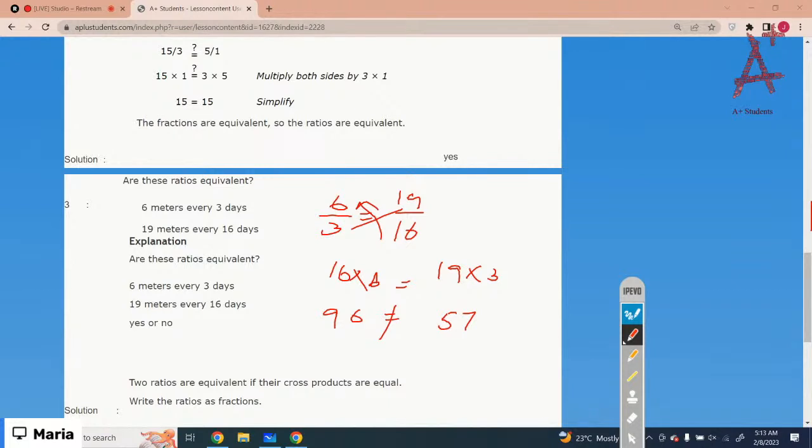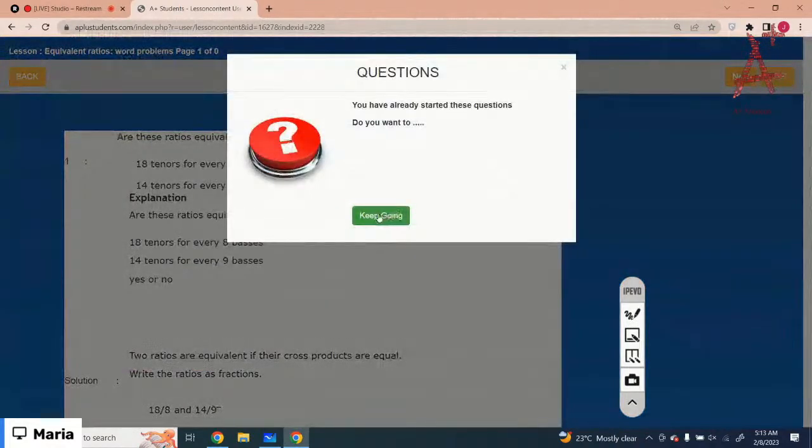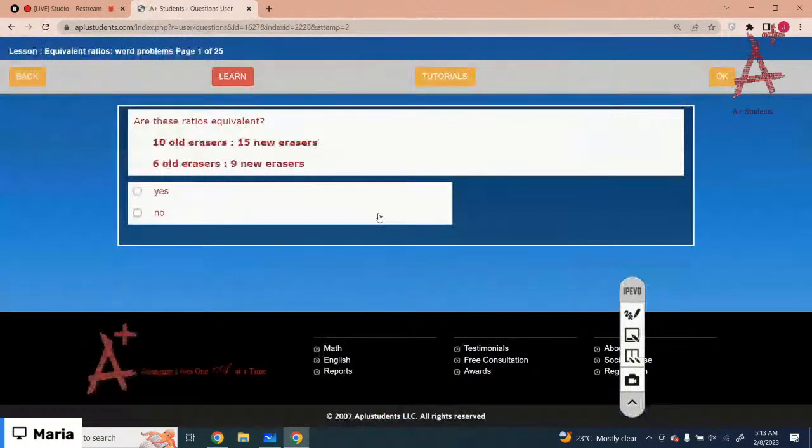Got it? Let's start with the test questions. Just find the cross products of the fractions. If their cross product is equal, that means yes, the fractions are equivalent. Got it?